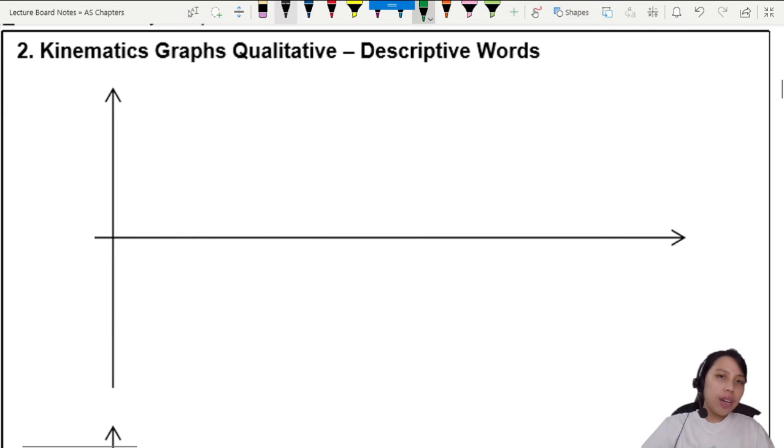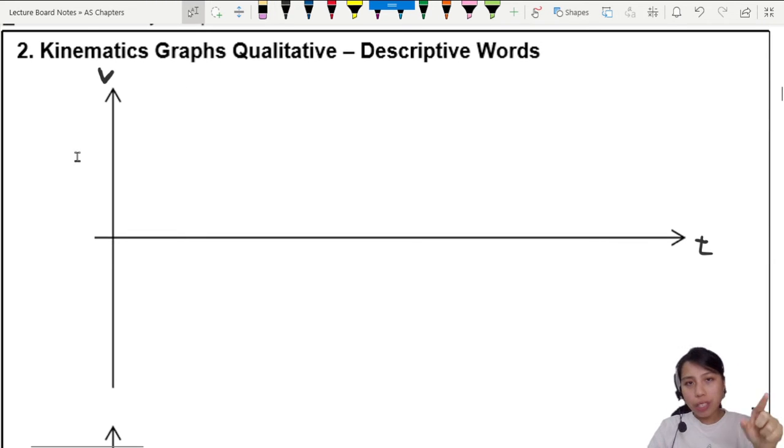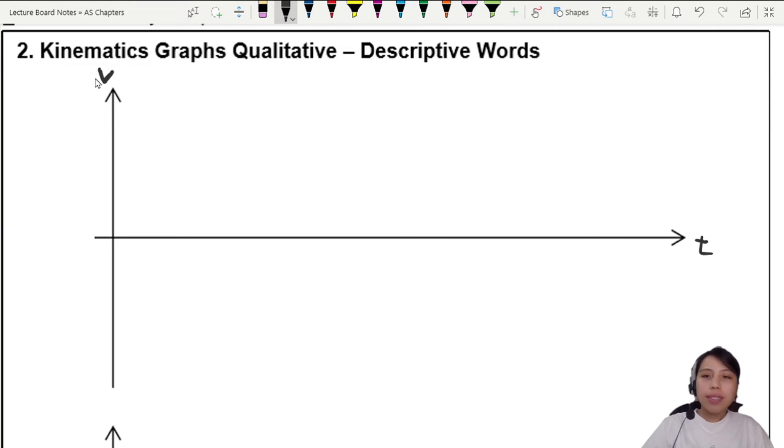Now let's say we start off with something against time. Maybe let's say velocity. Every graph you look at, you must check the axis first. What is this? Velocity graph, V for velocity. And let's say I want to make this graph say velocity is increasing. Whatever I describe, I'm going to start with this: velocity is increasing.